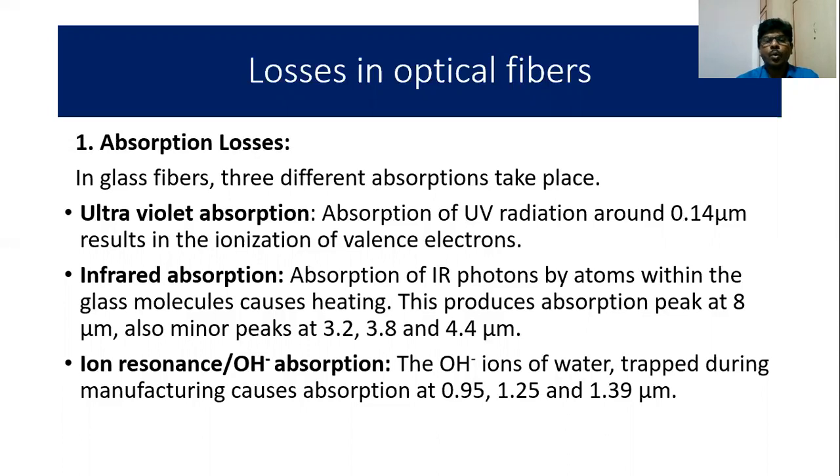Ion resonance or OH minus absorption. The OH minus ions of water trapped during manufacturing cause absorptions at 0.95, 1.25 and 1.39 micrometer. So these are the different types of absorption losses.